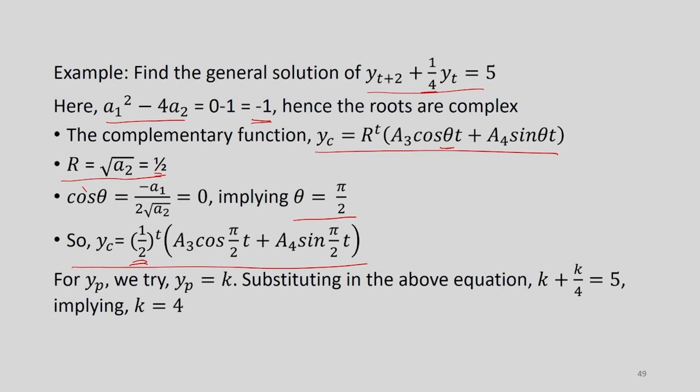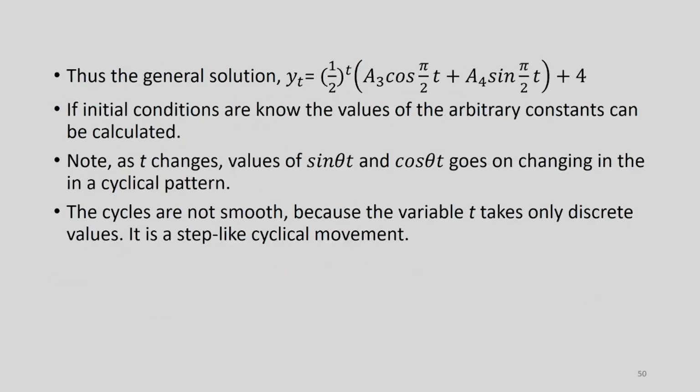We still do not know what a3 and a4 are, but if we know the initial conditions, then we can find that out. But we have not found out the intertemporal equilibrium yet. For the particular integral, again we take yp is equal to k, and if we substitute that here, then we get k plus k divided by 4 is equal to 5. That gives k is equal to 4. So, with both yp and yc found, the general solution will be the sum of these two. That is it. That is what we have written.